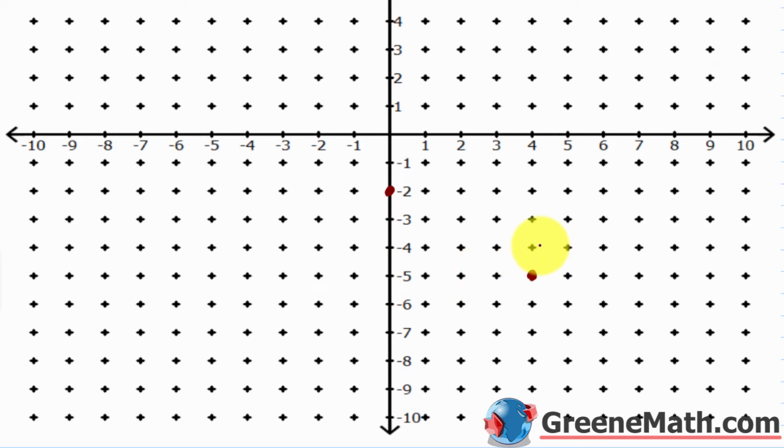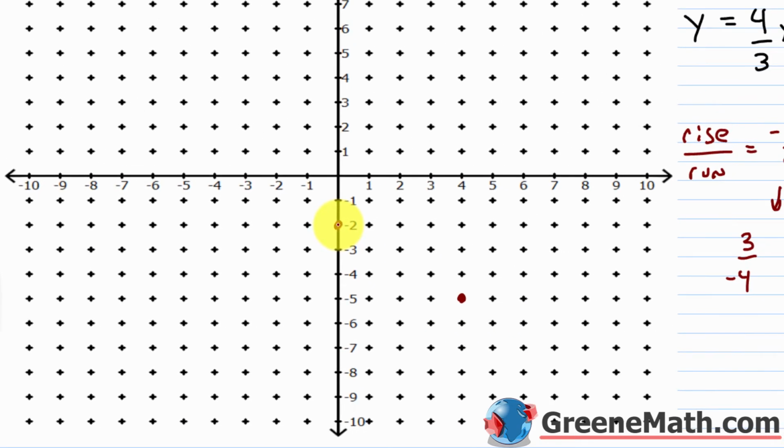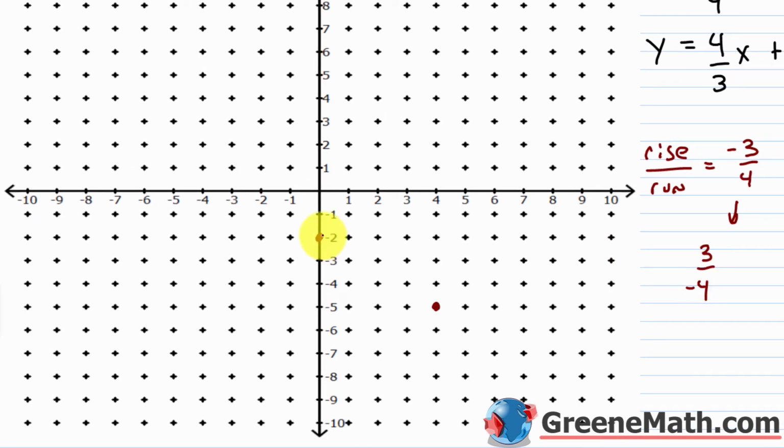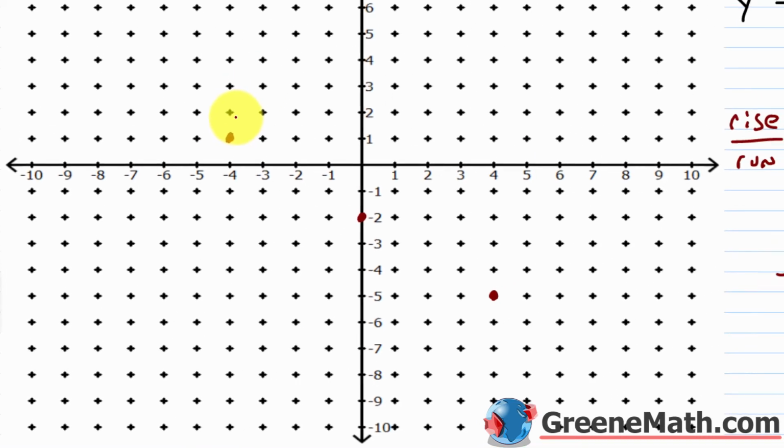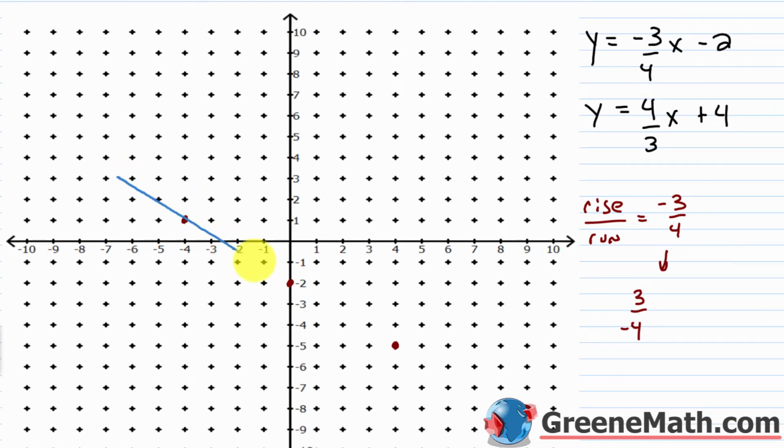And I can make another point, but that's going to go too far. So let me backtrack over here, and let me use this now. Let me rise 3, 1, 2, 3. Let me go to the left 4, 1, 2, 3, 4. So that's another point. And let me graph this real quick. Okay, and now for the next one, let me just erase this.